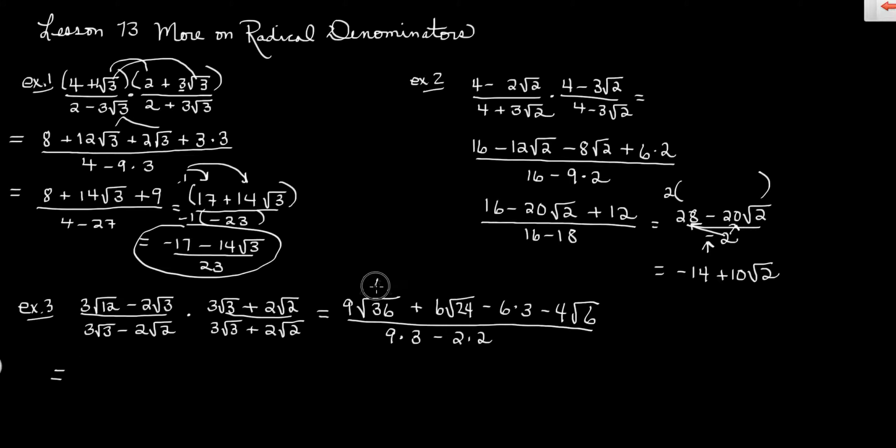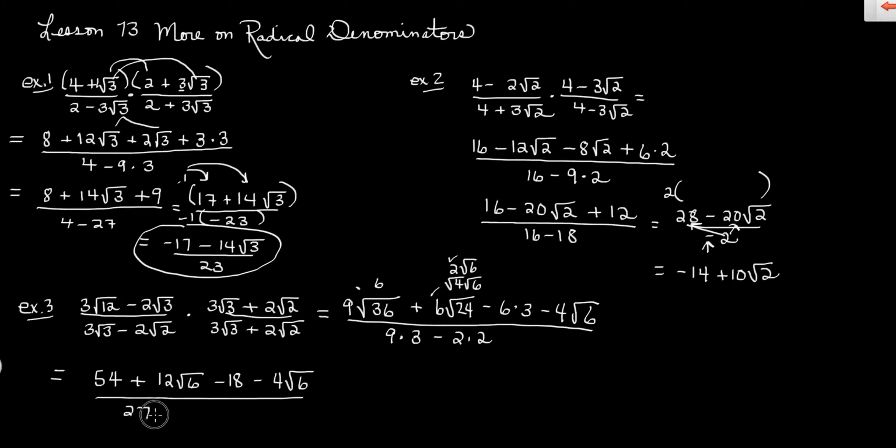Square root of 36 is 6. Square root of 24 is the same thing as the square root of 4 times the square root of 6. So that's going to be 2 square root of 6. All right, so let's try this. We get 9 times 6 would be 54, plus, we still have this 6 and this 2, so it's going to be 12 square root of 6, minus 18 minus 4 square root of 6, all over, we're almost done, 27 minus 4.